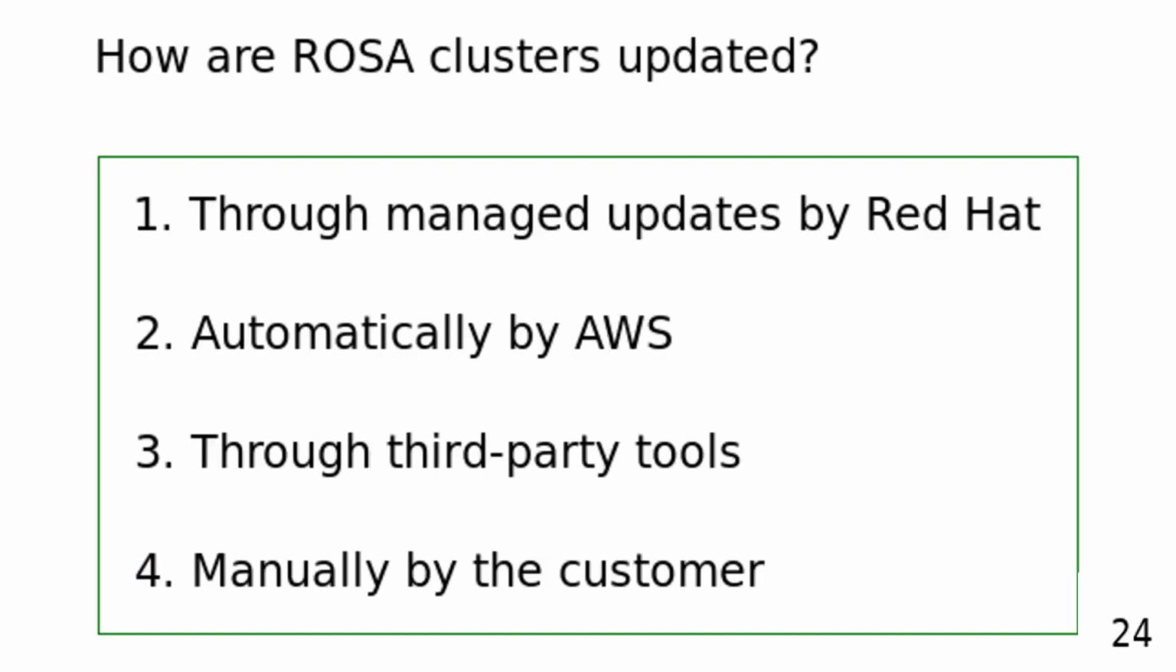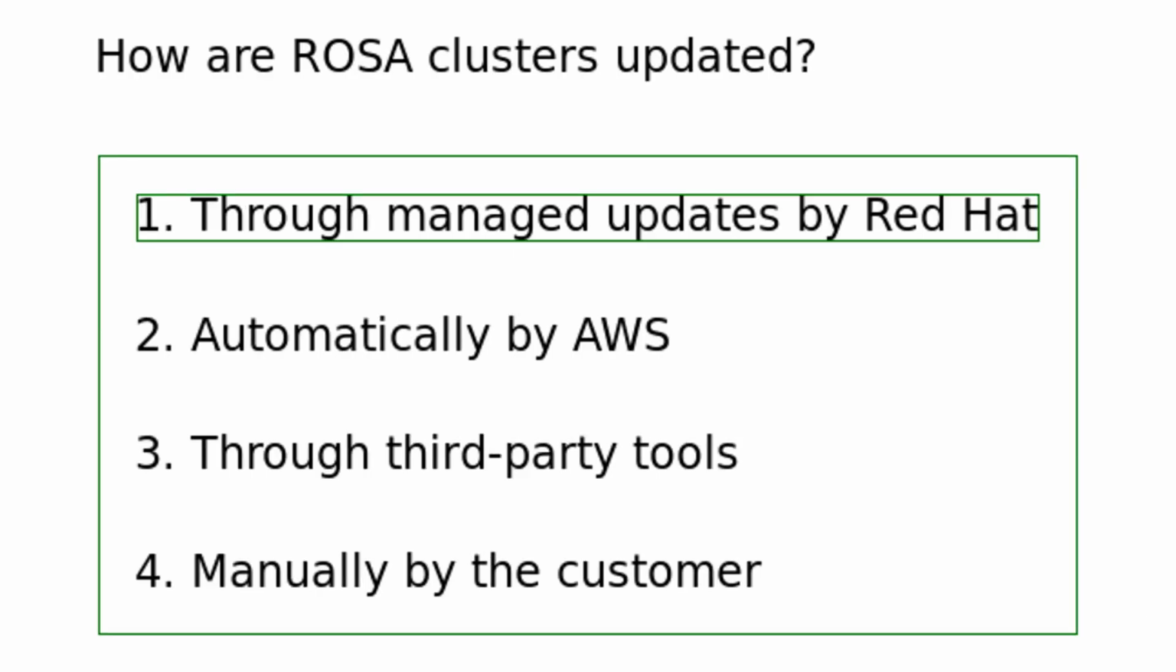How are ROSA clusters updated? Through managed updates by Red Hat. Automatically by AWS. Through third-party tools. Manually by the customer. Red Hat manages updates for ROSA clusters, ensuring they are secure, stable, and up-to-date.